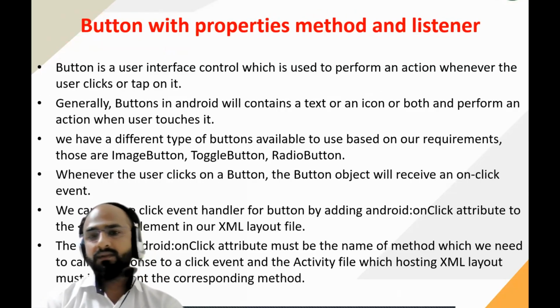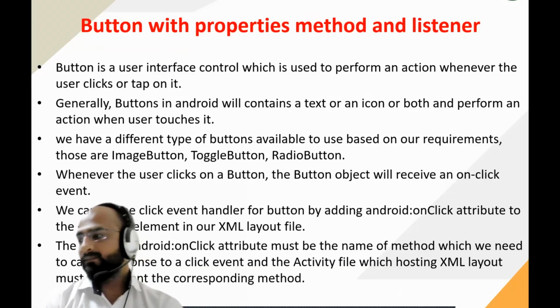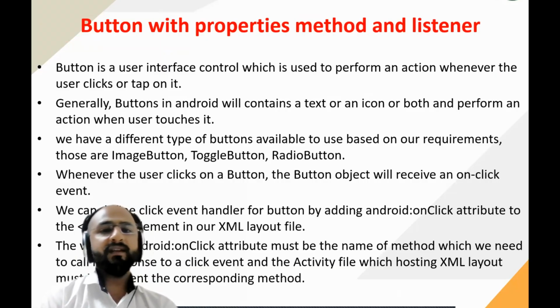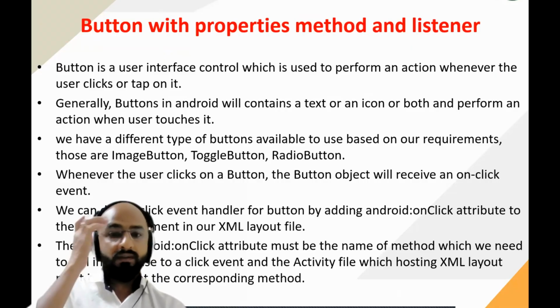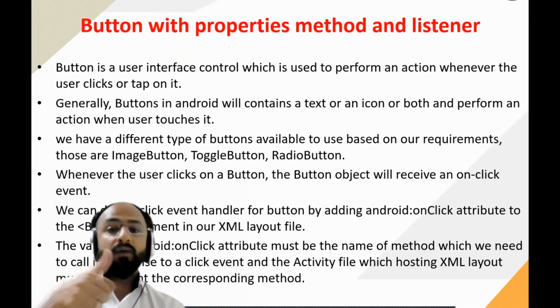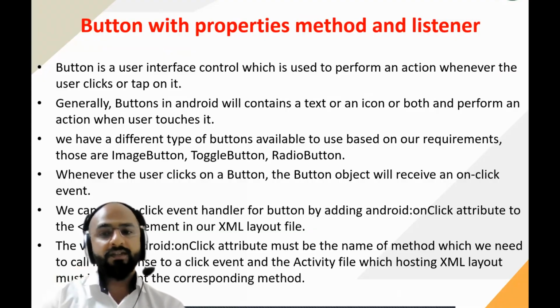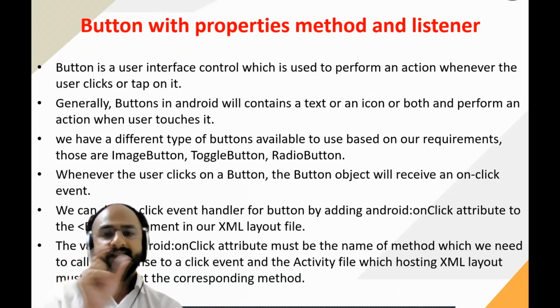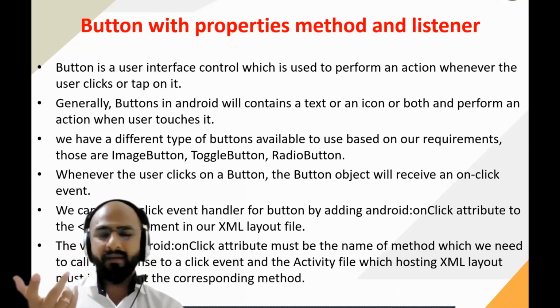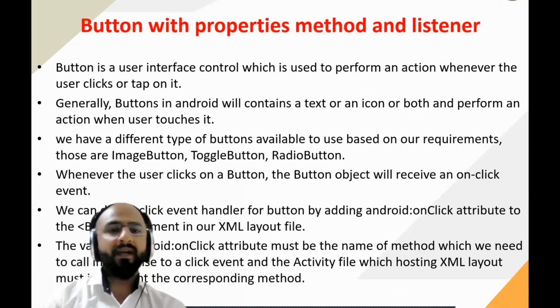Let's have a concept of button. Button is a user interface control which is used to perform an action whenever the user click or tap. So when any user click on the button, you need to perform such task. At that time, the button will be used. Generally, button in the Android will contain a text or icon. So button के ऊपर क्या रहता है, टेक्स्ट रहती है या तो आइकन रहता है, और कभी कभार बोथ भी होता है. And perform an action when user touch it.